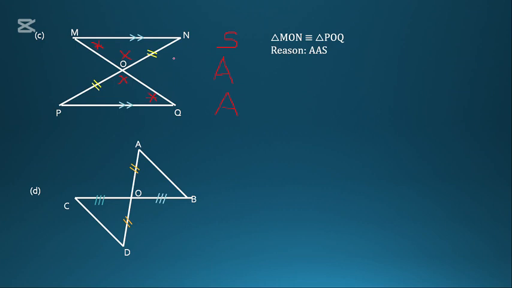So we have actually two angles and we have a corresponding side, a matching side. Okay, so MNO is actually congruent to POQ, and the reason there, the correct order is angle, angle, side. Right. And then we get to the last one.